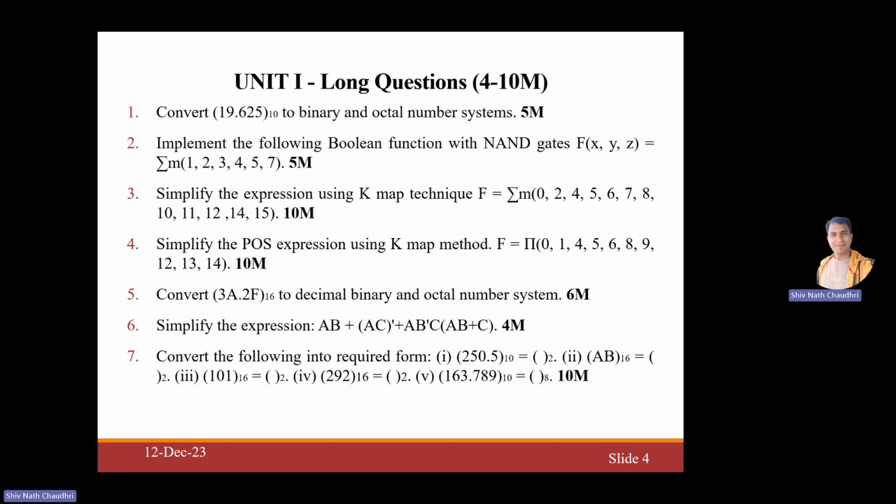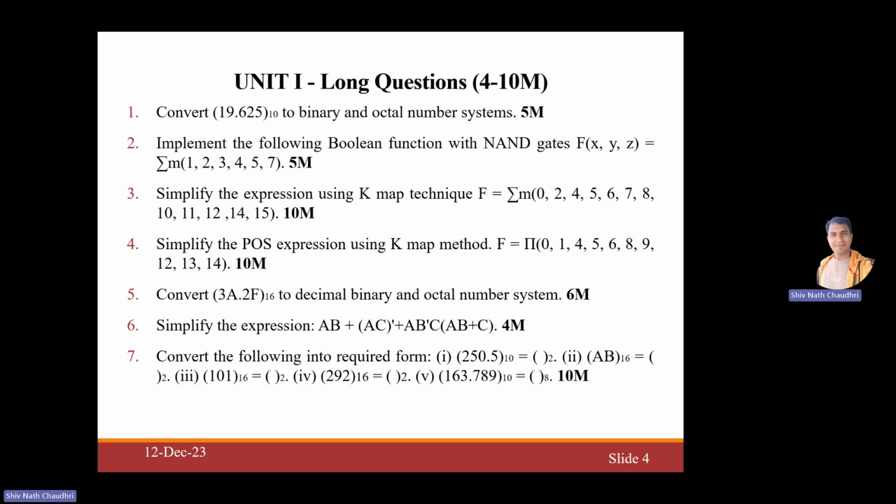The second question asked to implement the Boolean function with NAND gate. So first of all, the given Boolean function you have to minimize using K-map. And after minimization, you get your minimized expression, and then you have to implement the minimized expression using NAND gates, because while proving the universal properties of NAND gates, you implement the OR expression by NAND gate, and you implement the AND expression by NAND gate. So whatever expression you got by minimizing this Boolean function, you have to implement using NAND gate.